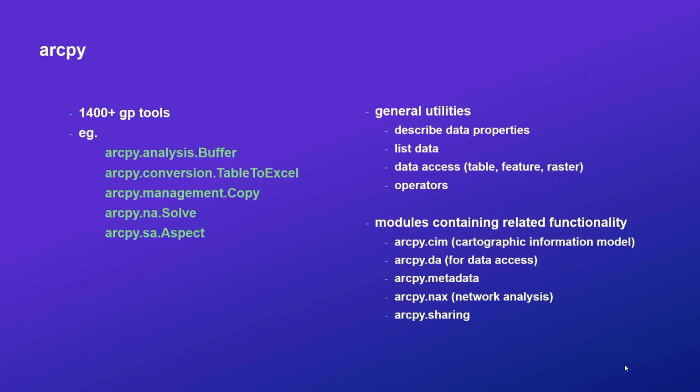ArcPy provides extensive functionality. If you're familiar with geoprocessing tools found in ArcMap and ArcGIS Pro, all 1,400 of them are available as methods on the ArcPy library. Additionally, there are submodules containing general utilities to do things such as query and describe your data, as well as generate lists and interact with your data in various ways. Additionally, ArcPy has a list of submodules tailored to specific data needs and use cases, such as modules for working with metadata or network datasets.